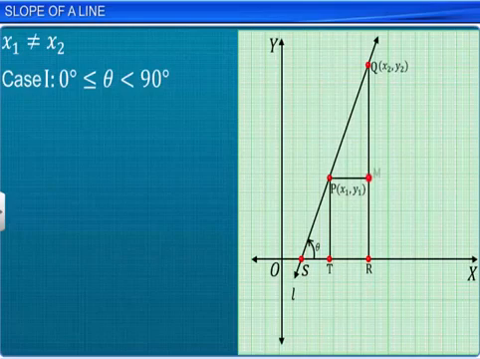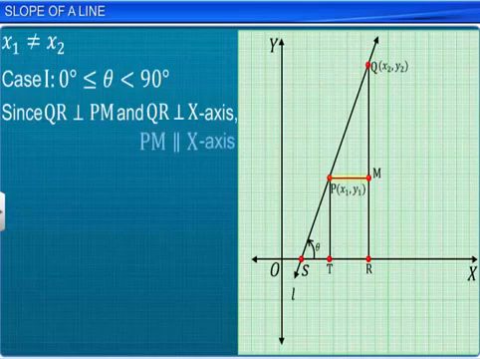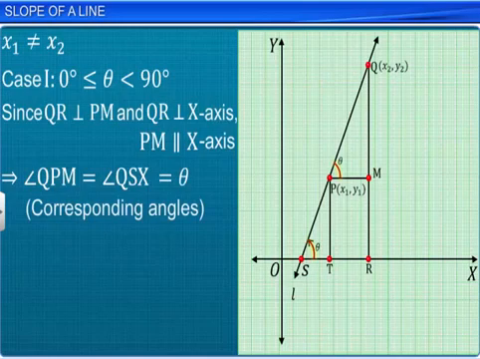Since QR is perpendicular to both the x-axis and PM, we have PM is parallel to the x-axis. Since PM is parallel to the x-axis, angle QPM is equal to angle QSX or theta, since they are corresponding angles. In right-angled triangle PMQ, tan theta is equal to QM upon PM. Let this be equation 1.